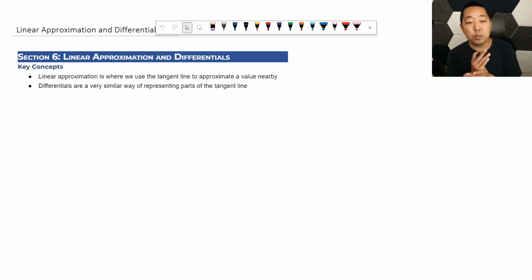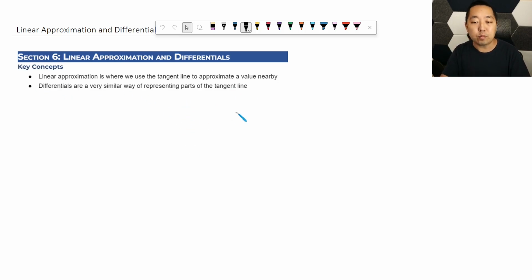All right, so linear approximations and differentials are very similar in terms of what they're doing. They're just described differently in terms of the actual equations. So here's the idea of a linear approximation.